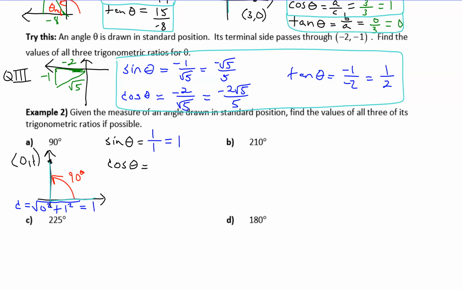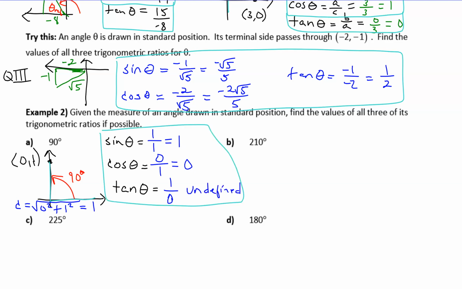The cosine of theta is the adjacent over the hypotenuse. And we don't have a triangle, but if you'll remember, the adjacent side was always horizontal. So we're going to take the horizontal coordinate, or 0, and write it over the hypotenuse, which is 1, and 0 over 1 equals 0. The tangent of theta is opposite over adjacent, and opposite is vertical, and adjacent is horizontal. 1 over 0 is undefined. It will be important for you to know when an expression is undefined.